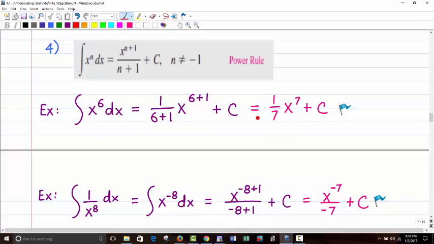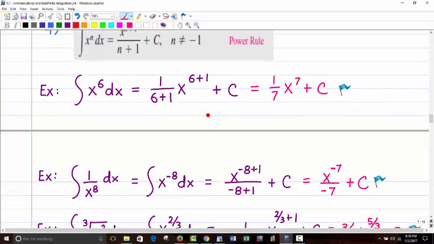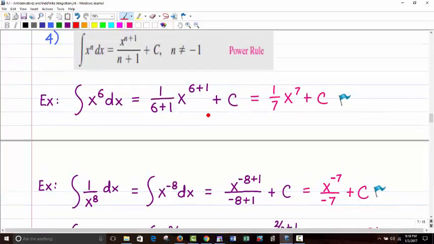Those are mathematically equivalent. Now this next one's kind of interesting because it often throws students when they're first learning this rule. You cannot apply the power rule to a variable when it's in the denominator of a fraction. Cannot do it.